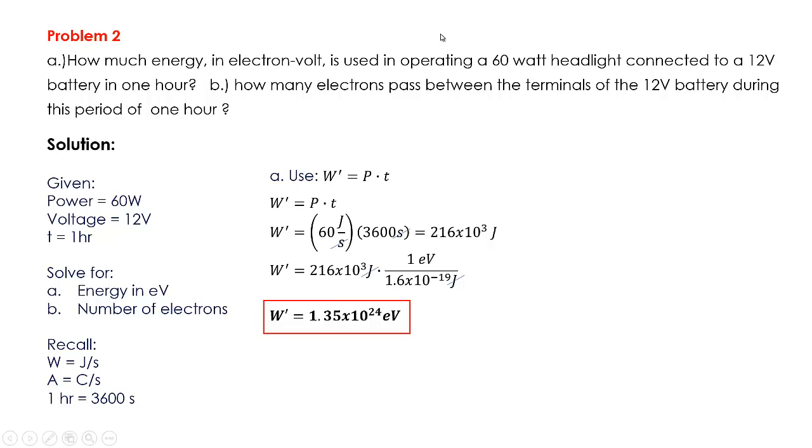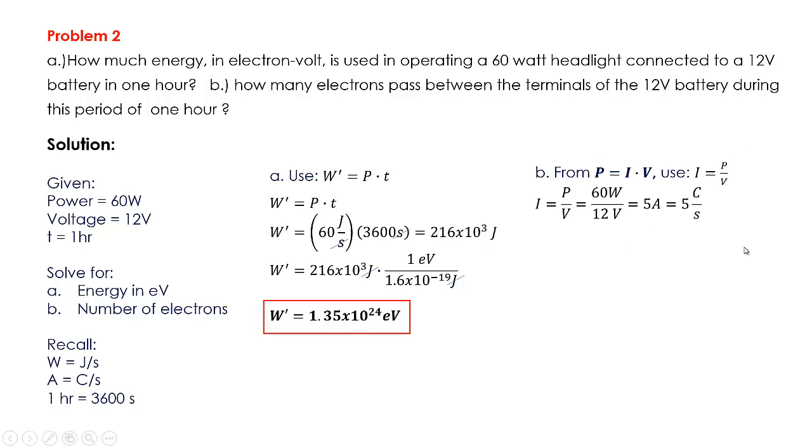For letter B, okay, we need to know the number of electrons that pass between the terminals ng 12 volts battery during 1 hour. So, from this formula, wherein power is equal to current times the voltage, we need to find current. Kasi current is defined as the rate of flow of charges per given time. Okay? So, from that, makukuha natin yung number ng electrons. Substituting the values into our equation, so that is 60 watts all over 12 volts, will come up with 5 amperes or 5 coulombs per second as the answer.